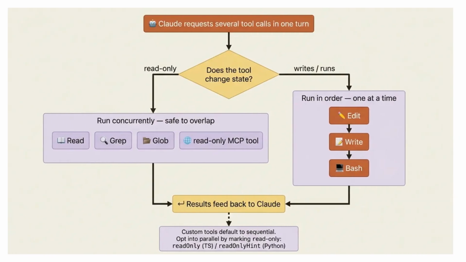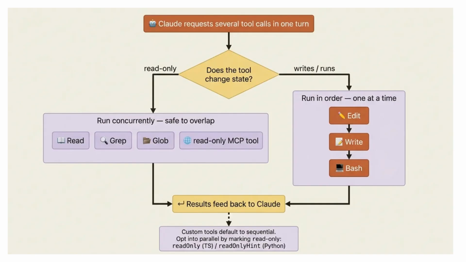This matters once you start writing your own tools. Custom tools default to sequential, and you opt in to parallelism by marking a tool read-only with read-only hint, the same field name in both TypeScript and Python. Hold the principle. Reads can overlap.